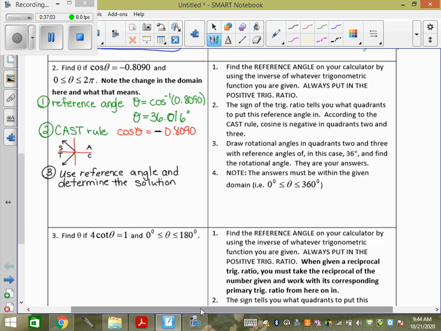So if I know my reference angle is 36.0, it's here and it's here, right? It's the big triangle, isn't it? So to get this angle here, what am I going to do? I'm going to do 180 degrees minus 36.016. And for this one here, in quadrant 3, I'm going to do 180 plus 36.016. So what does this one get me? The first one.